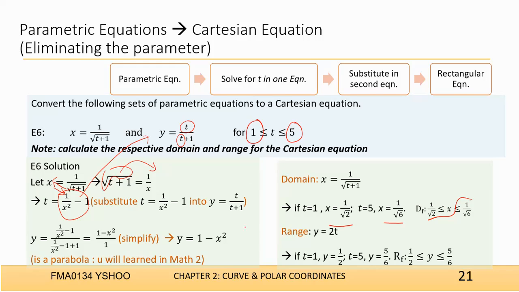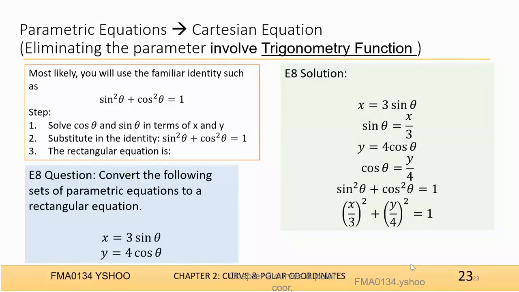Okay, and then for the range from our y, sorry, I think this one is wrong. So my y should be t over t plus 1. So what you need to do, just substitute t equals to 1, so 1 plus 1, so it's 1 over 2. This one is correct. It's only this one that is wrong. And then after that, you substitute 5 into it, so you have 5 over 6. So you put it into the range. Okay, so finish.